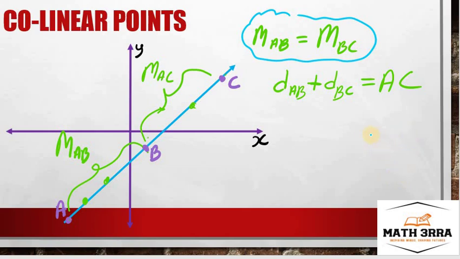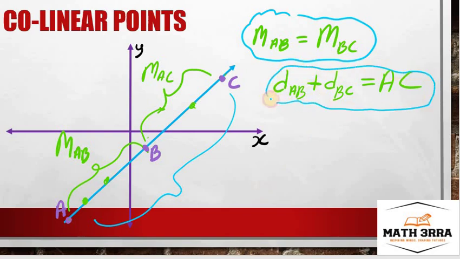And if AB is equal to BC, then it means the distance of AB plus the distance of BC is going to give us the length of what? AC. That's what this part in here is delineating.